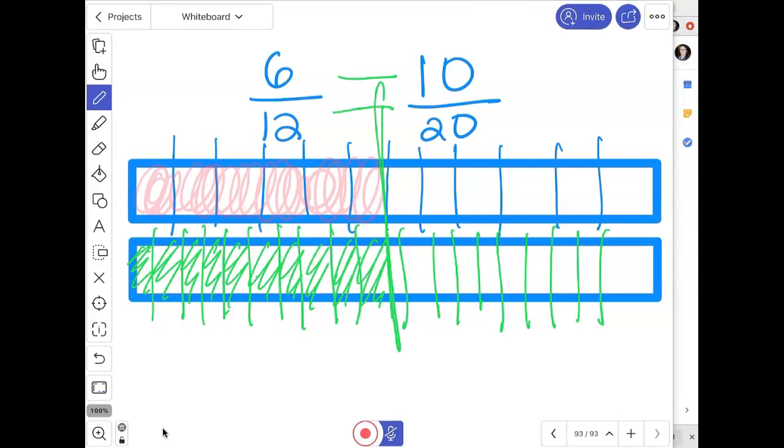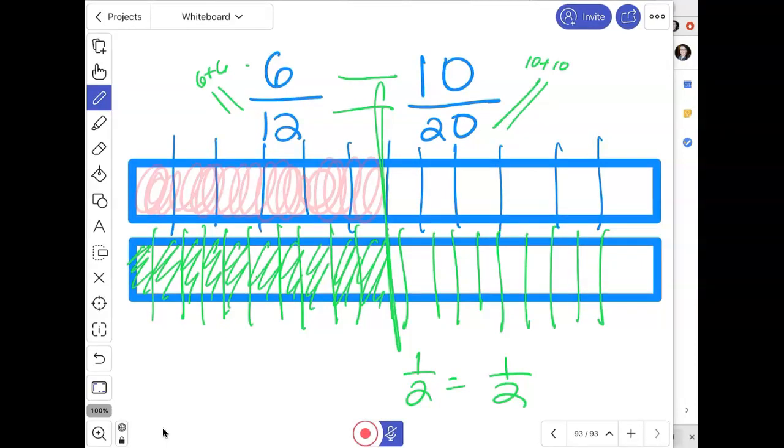We also learned earlier in this video when we were talking about benchmarks that if I double the top to get the bottom, 6 plus 6 equals 12, 10 plus 10 equals 20, they're both equivalent to 1/2. So I knew that they were equal going in. Maybe that's why I didn't really think too hard about what denominator I was choosing.